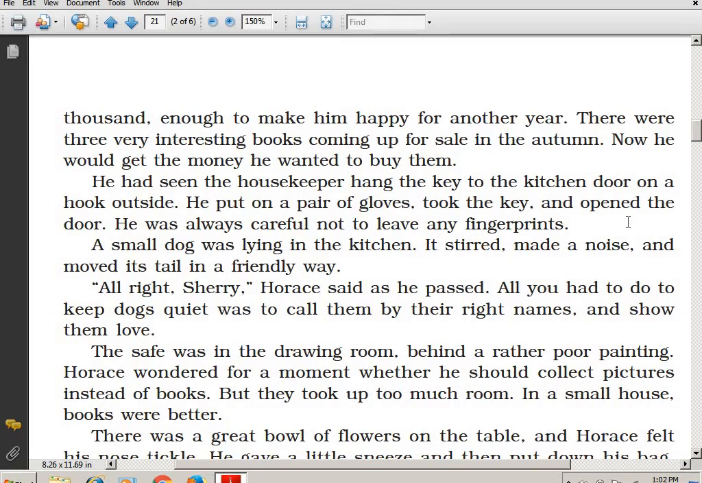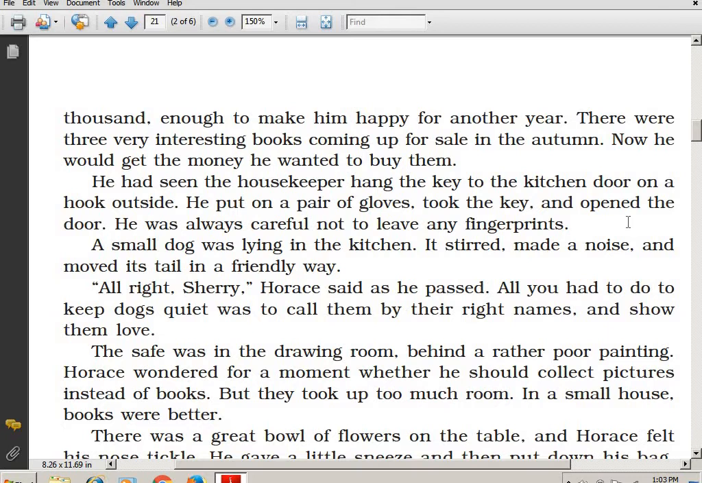So students, what was that? He was a professional robber. He knew how to rob. And what was his business? After all, he made the locks. So he knew how and what to do, which key and what. And so therefore, he has seen the housekeeper hang the key to the kitchen door on the hook outside. So he knew where the key would be.